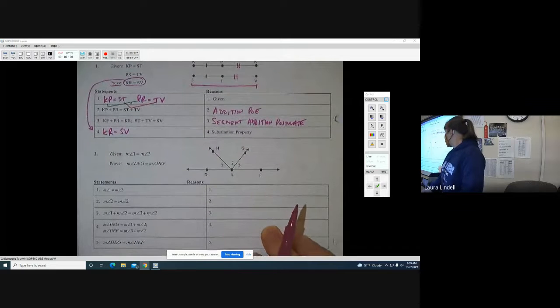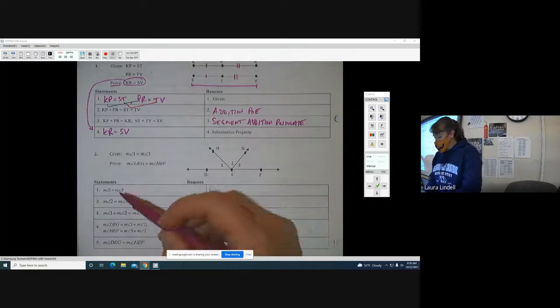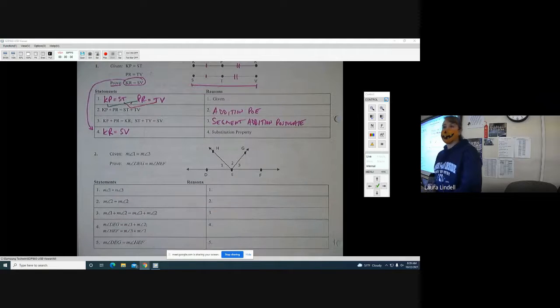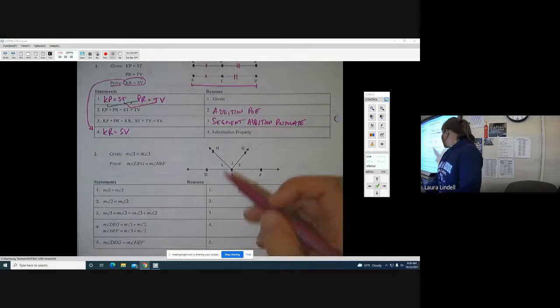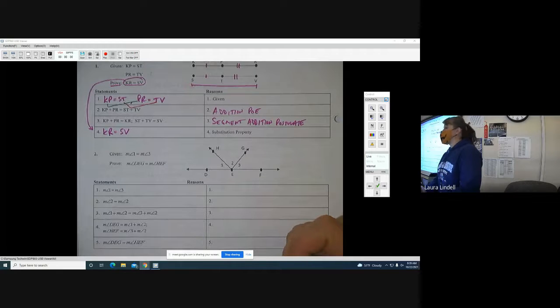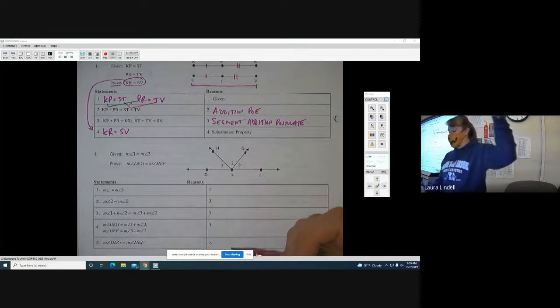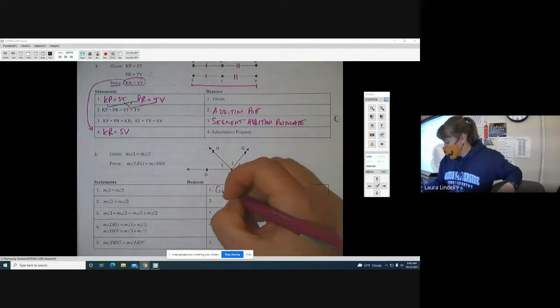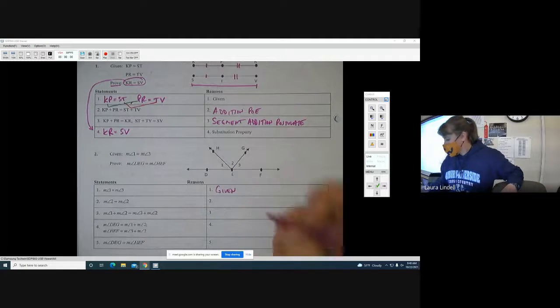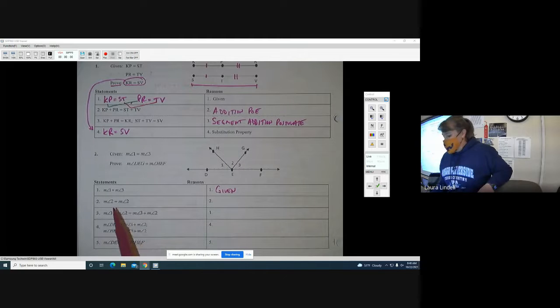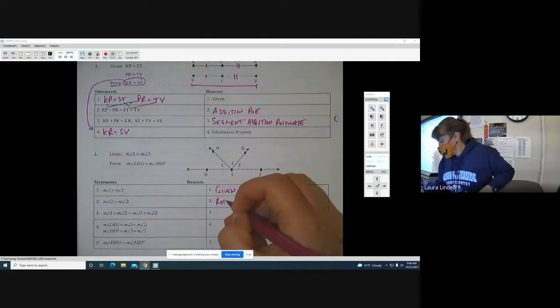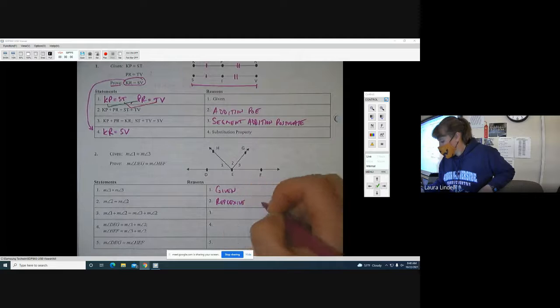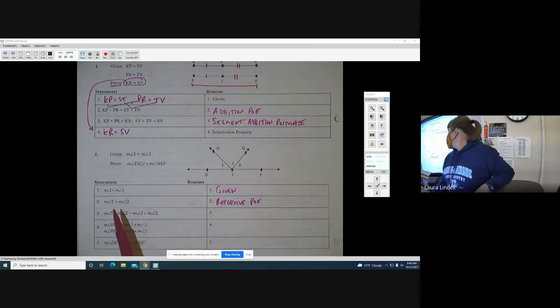Number 2. So they've already got all of the statements labeled for us in number 2. We have to fill in the reasons. What's the first reason? Given. Always. All right. If something is equal to itself, what property was that? Reflexive. Also kind of a useless step sometimes, but one you can use.